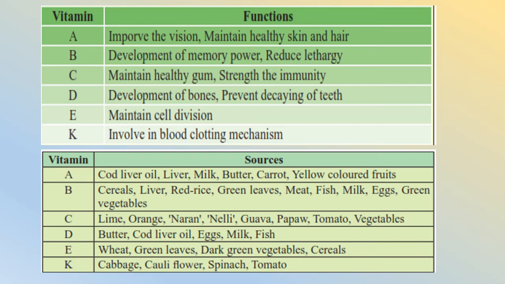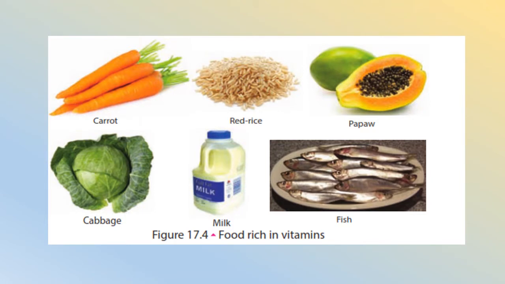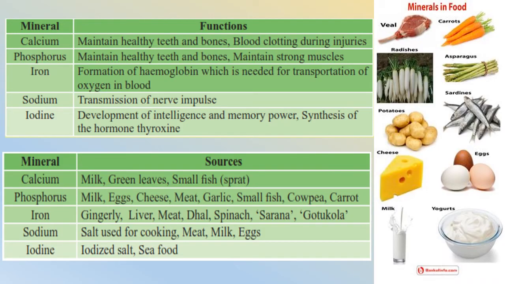And vitamin K is involved in the blood clotting mechanism. So think you have a wound, and for quick healing of the wound, you have to include foods that are rich in vitamin K, such as cabbage, cauliflower, spinach and tomato. So this picture shows you the different types of foods that are rich in vitamins, such as carrot, red rice, pepper, cabbage, milk, fish.